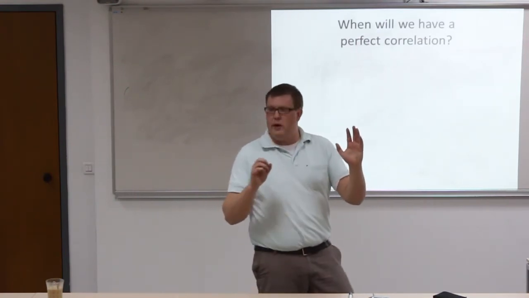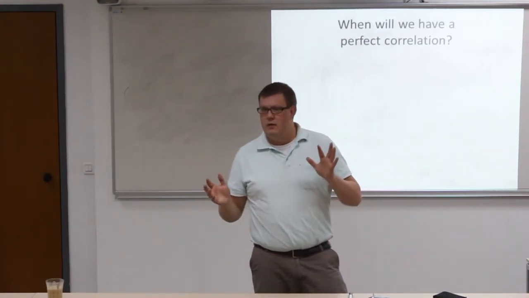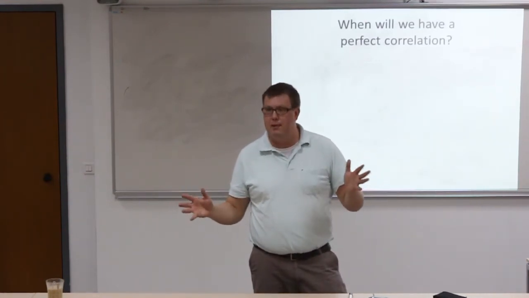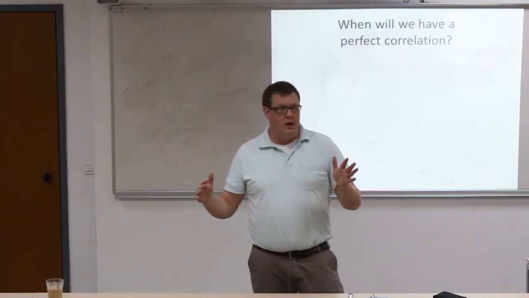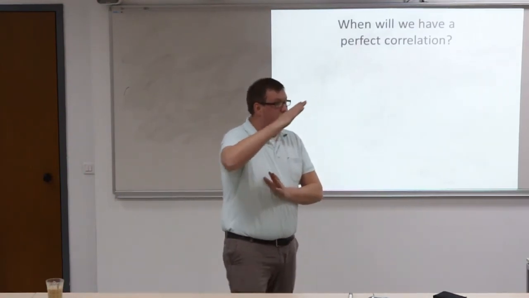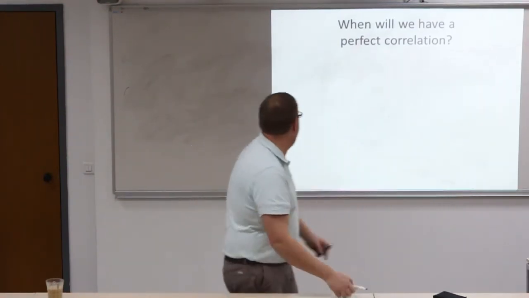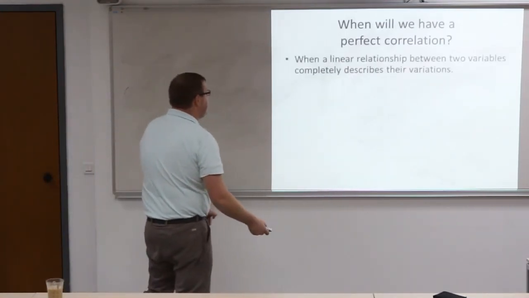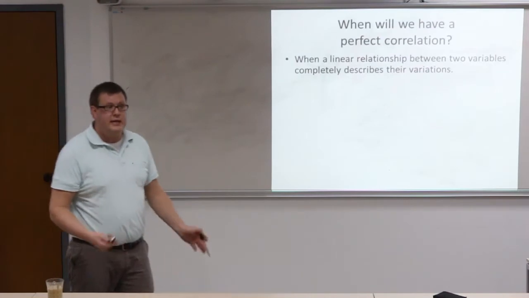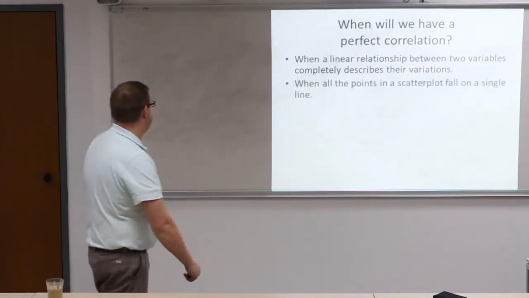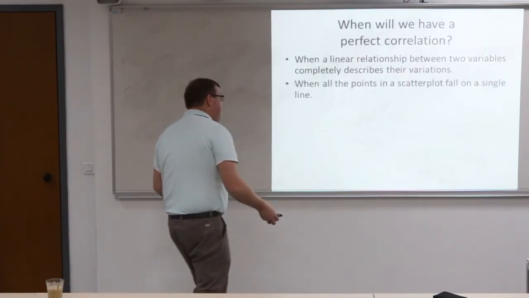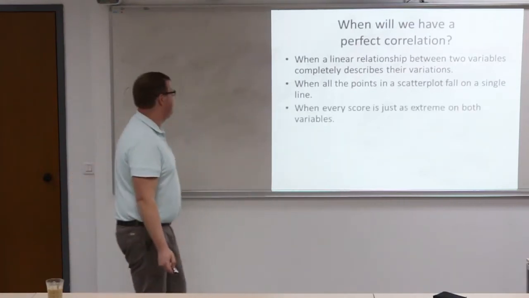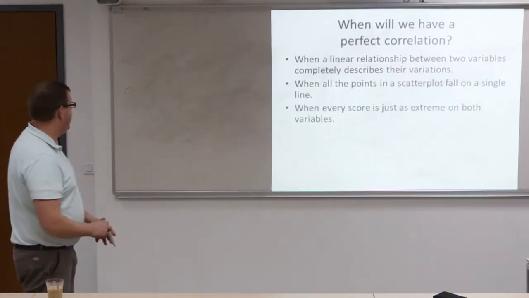So each point would what? If we were to plot a perfect linear relationship, what would that plot look like? It would look like a line. Every single point would fall right on that line, right? So we will have a perfect correlation when a linear relationship between two variables completely describes all of the variations that we see, when all of the points in a scatter plot fall on a single line. These are basically equivalent, right? Just different ways of looking at it.